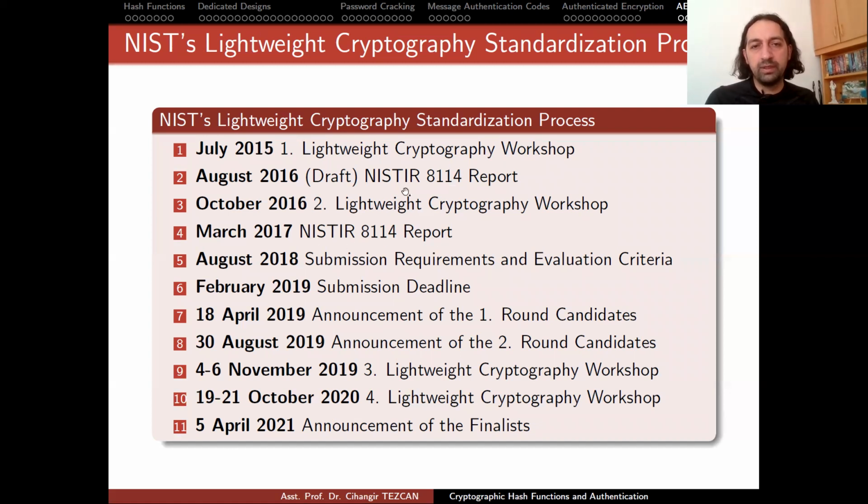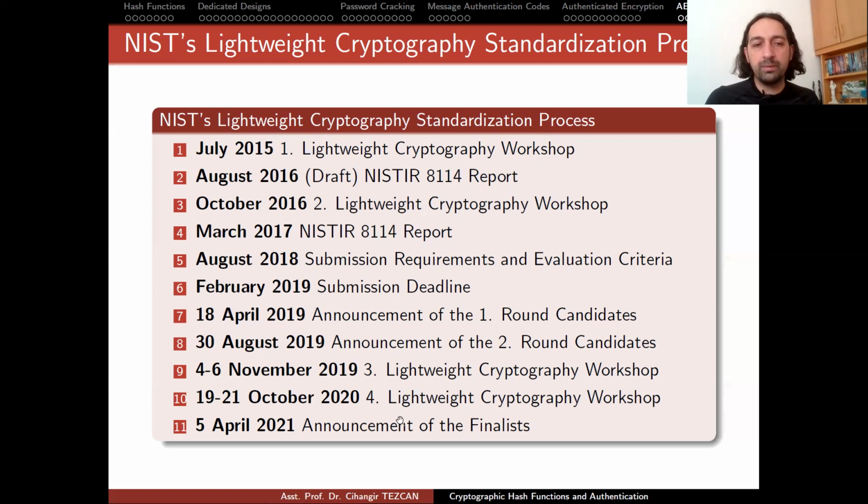during these workshops, in August 2018, they provided a NIST report saying which kind of requirements they have and which kind of evaluation criteria they are going to use to choose the winner in this competition. And they said that the submission deadline was February 2019. 56 algorithms, I think, were in the first round. Then in the second round, I think 32 of them were announced as the second round candidates.